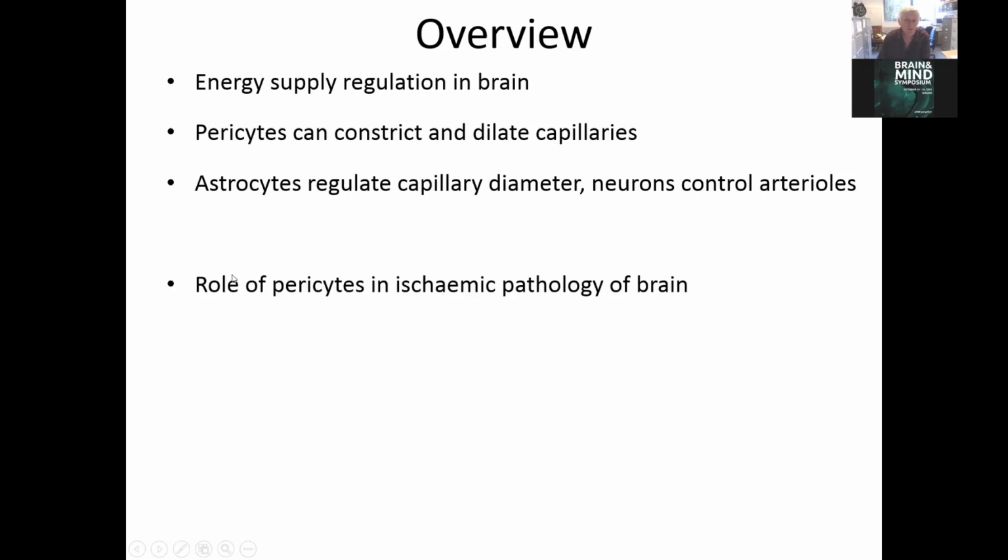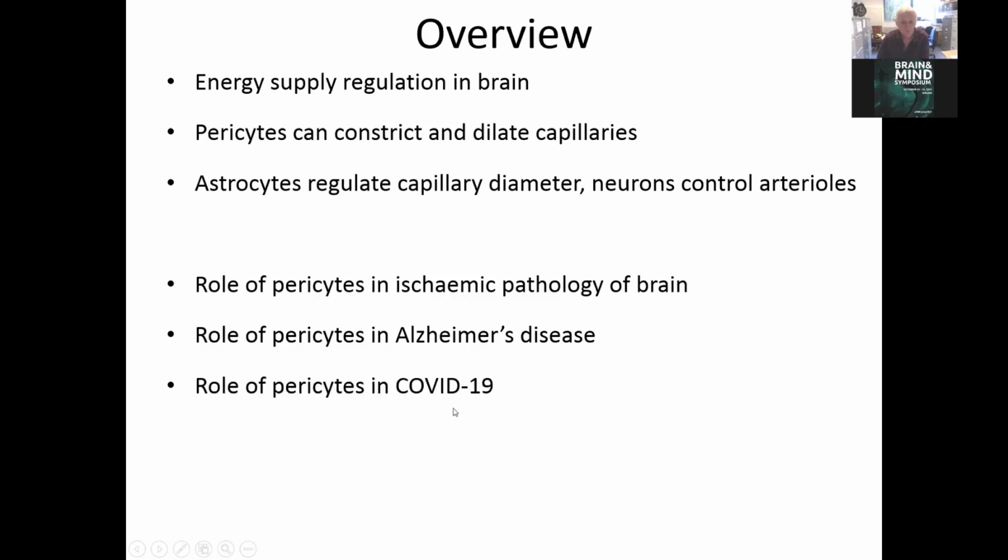In stroke, pericytes play an important role by constricting blood vessels and then dying in rigor, giving you a long-lasting decrease of blood flow. Pericytes, we believe, play a key role in the initiation of Alzheimer's disease and offer therapeutic targets. Pericytes probably have some kind of role in COVID-19.